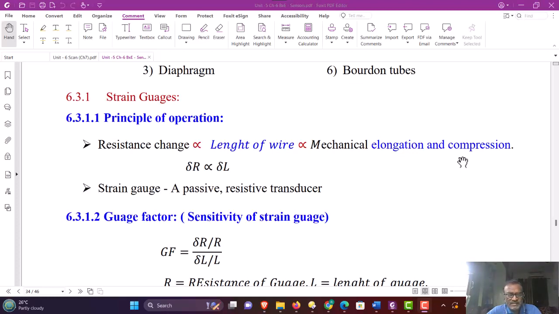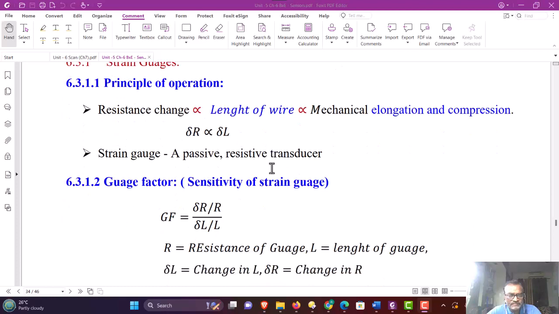And this change in resistance is a passive quantity that will be further converted to electrical signal by using the Wheatstone bridge type of circuits. And therefore, strain gauges convert the strain or mechanical displacement which creates the strain into proportional electrical signal. So therefore, we can conclude that change in resistance is proportional to change in length, that is shown here. Delta R is proportional to delta L.